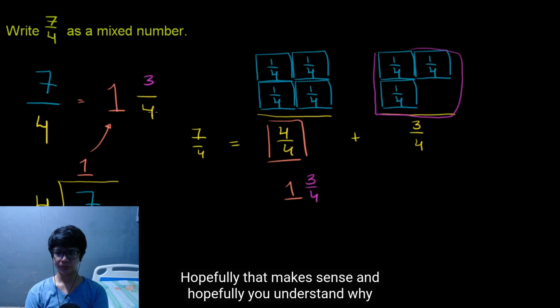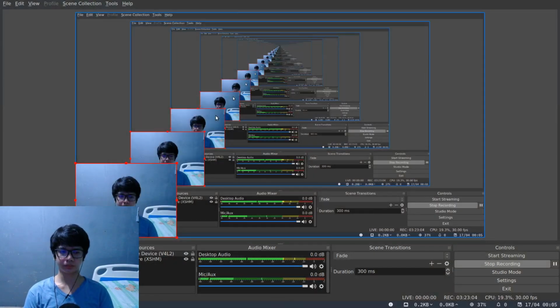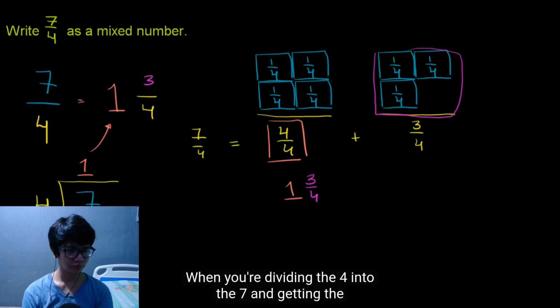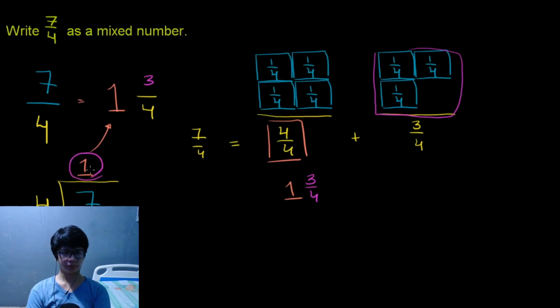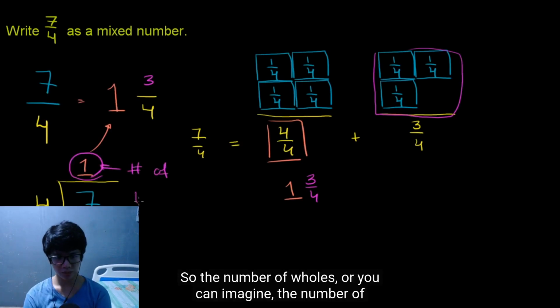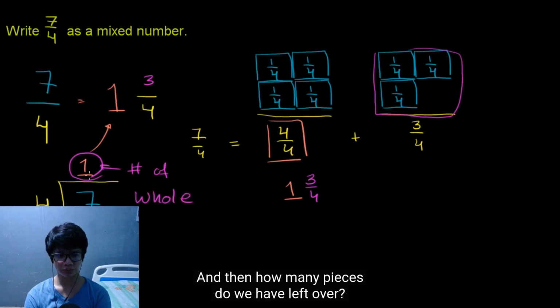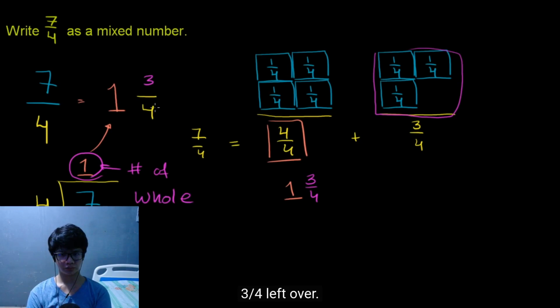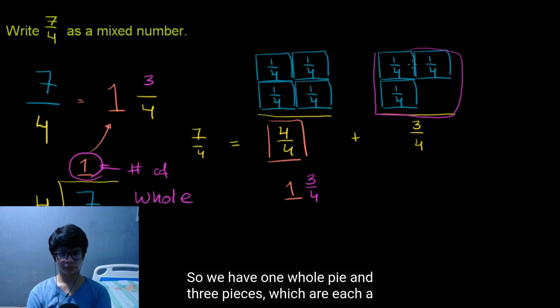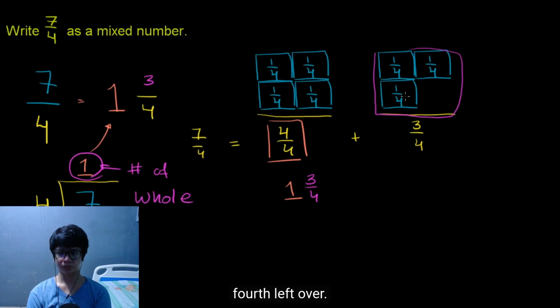Hopefully that makes sense, and hopefully you understand why it connects. When you're dividing the 4 into the 7 and getting the 1, you're essentially saying how many wholes do you have, or you can imagine the number of whole pies. And then how many pieces do we have left over? We have 3 pieces, and each piece is a fourth. So we have 3/4 left over. We have 1 whole pie and 3 pieces, which are each a fourth, left over.